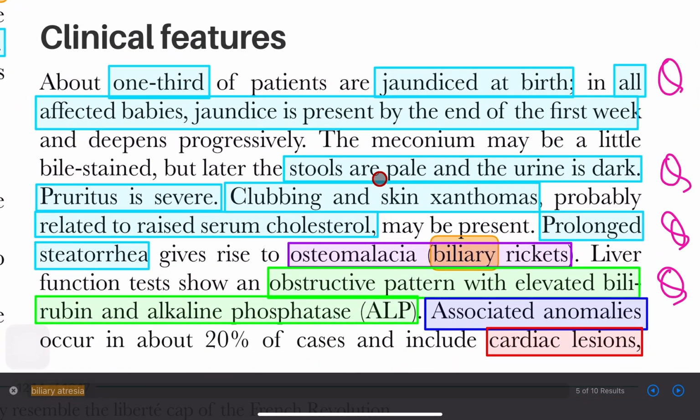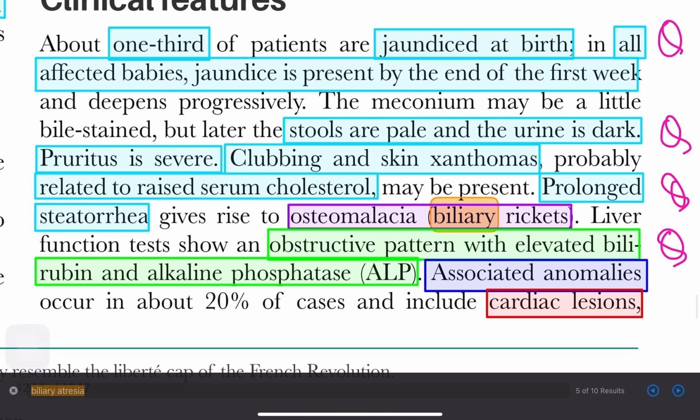Clinical features: 1/3 of patients present with jaundice at birth. Remember, only 1/3 present with jaundice at birth, and all affected babies have jaundice by the end of the first week. In MCQs it is generally given that all children present with jaundice at birth. Remember, it is just 1/3. By the end of 1 week all the affected babies will have jaundice.